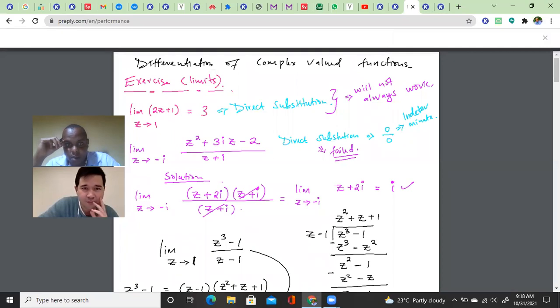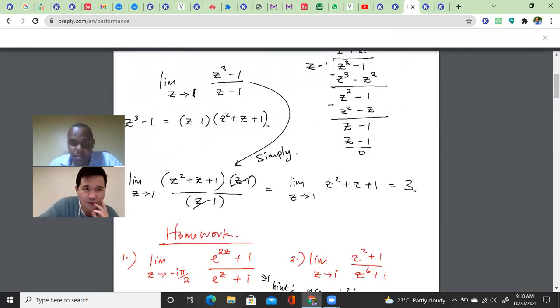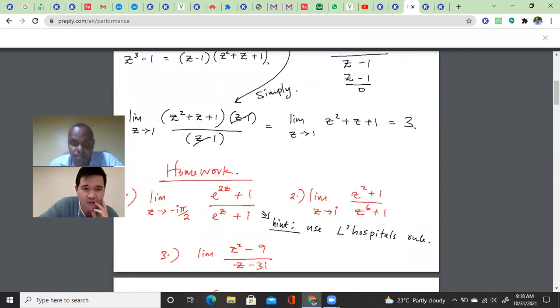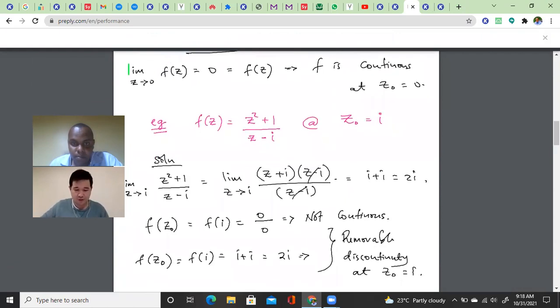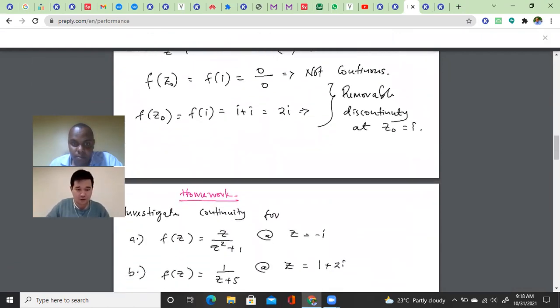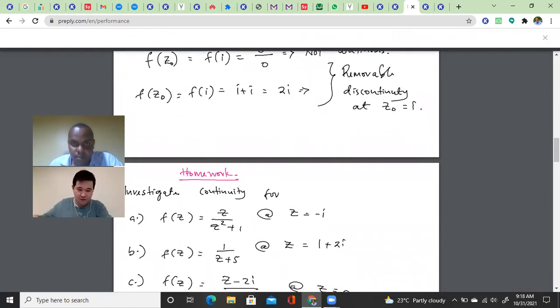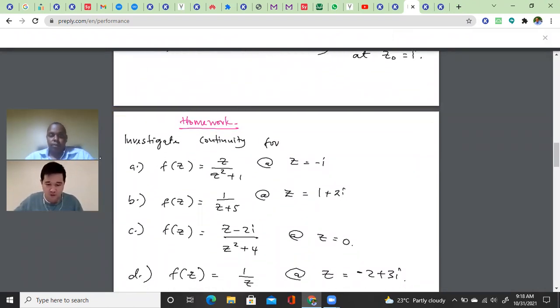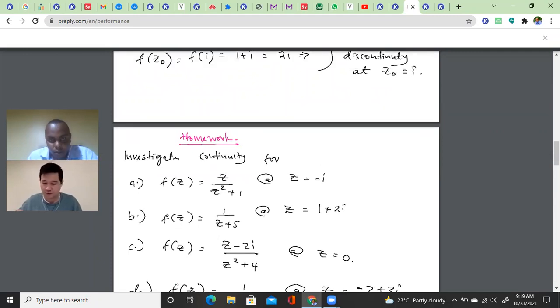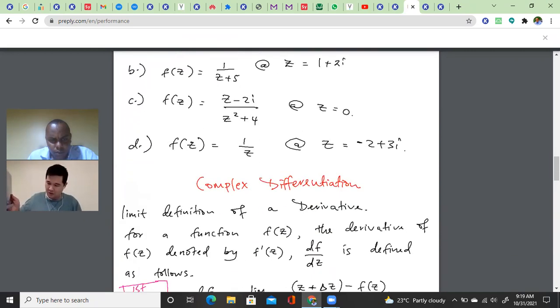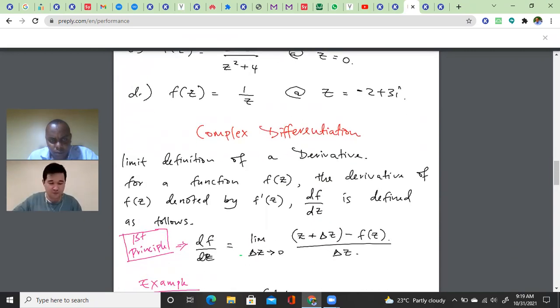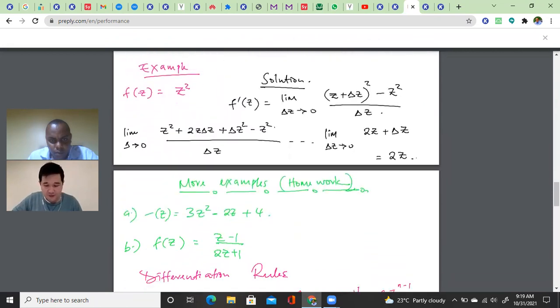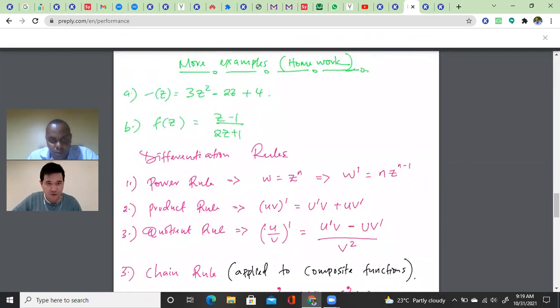Let's start from the day before yesterday, where we talked about differentiation of complex valued functions. There was homework. Okay, first one, we understand how to do it, -2i, where we used the earlier formula. Second, it equals 1/3. Third equals 6i.